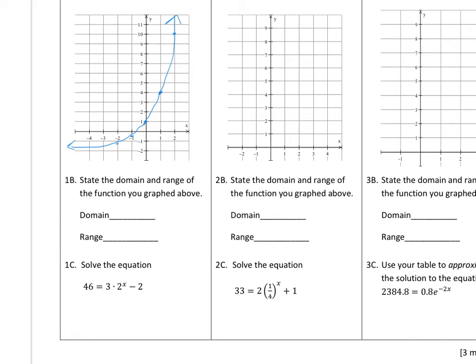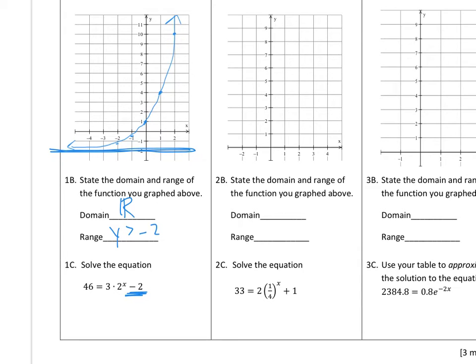State the domain and range. The domain for all of these is going to be all real numbers. The range, so it flattened out right here at -2. I looked at the table and saw that it was getting closer and closer to -2. It also has that -2 on the end of the equation, and that's what tells you where the asymptote is. So y is greater than -2.